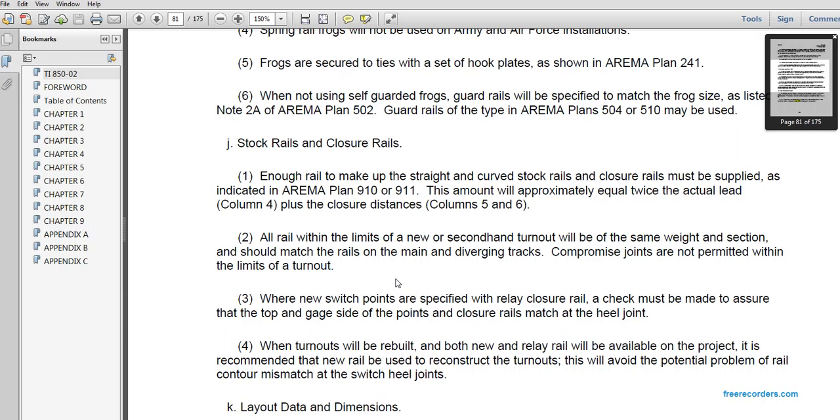Compromise joints are not permitted within the limits of the turnout. Where new switch points are specified, the relay closures or checkpoint must be made to assure that the top gauge side of the point's closures match at the heel joint.